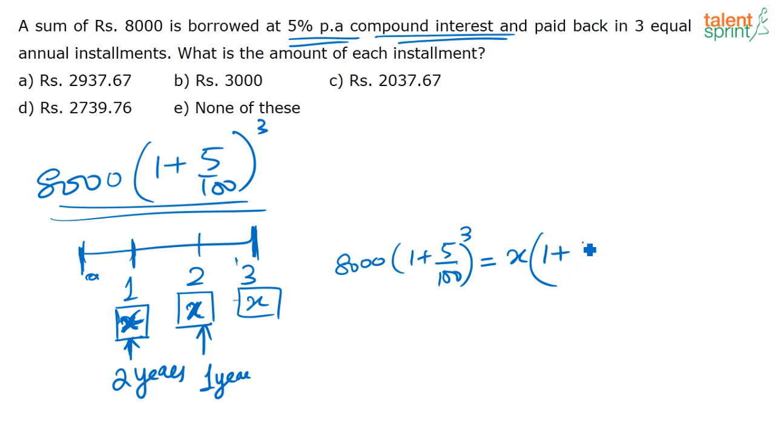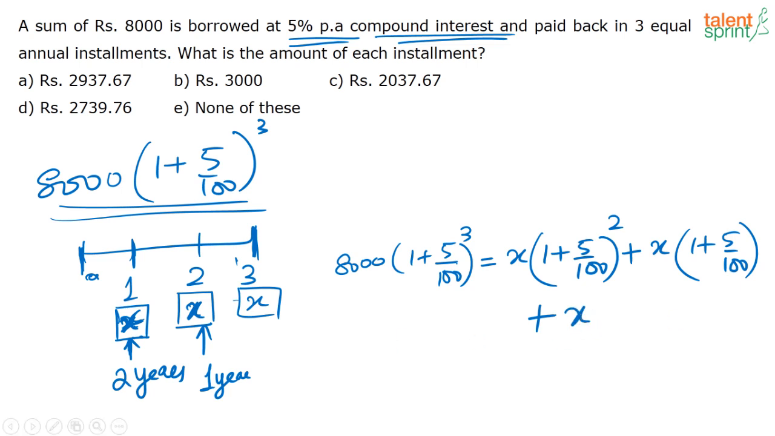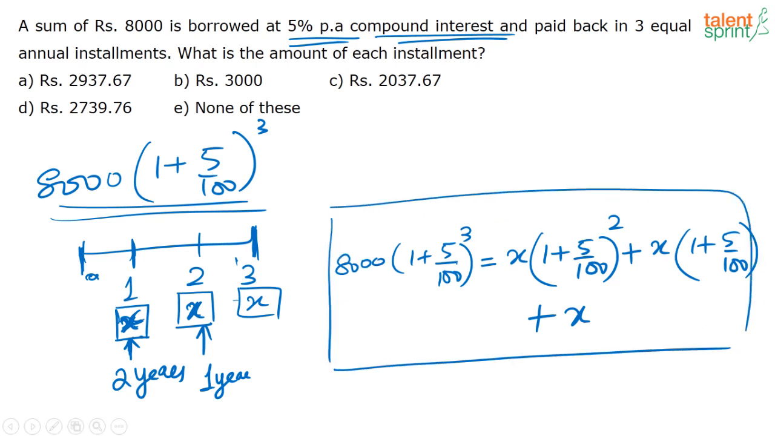So you should include that, 1 plus 5 by 100, the whole squared, plus the next X installment that I am putting in is attracting an interest for 1 year, correct? Plus X. So if you equate these two, you get the value of X, that's all. Okay, so this is the concept that is involved behind installment questions. You solve for the value of X, you get the answer.